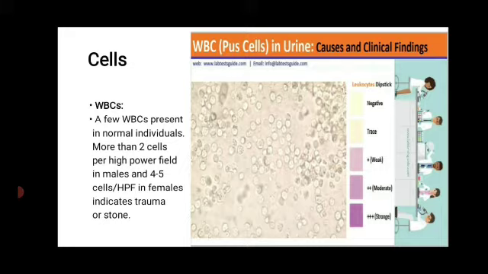And here you can see how it appears on the urine dipstick test. According to the color, you diagnose whether it is negative, trace, weakly positive, moderately positive or strongly positive.